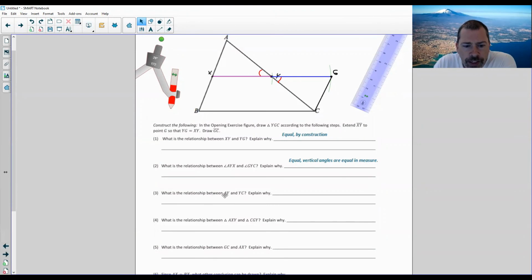3, what is the relationship between segment AY and YC? That was pretty bad.